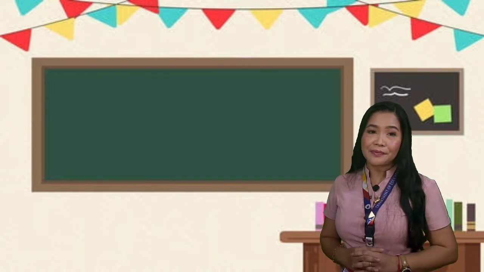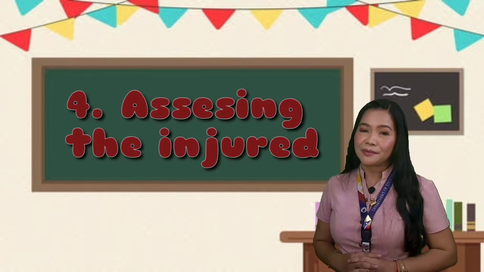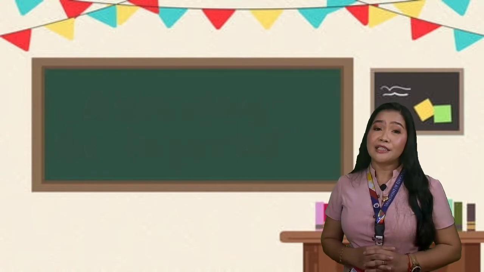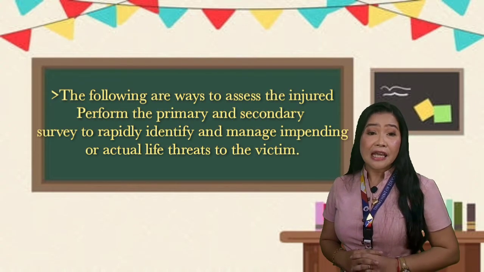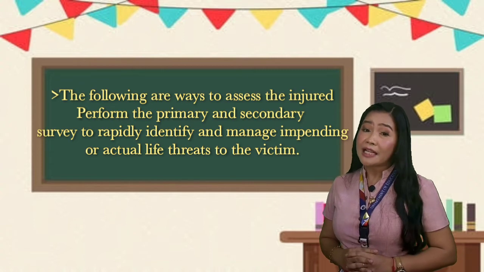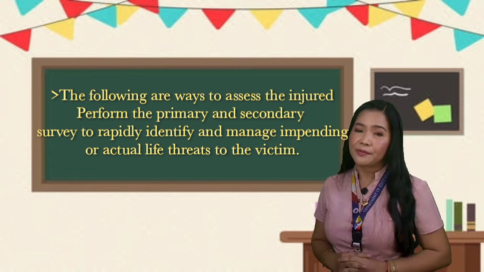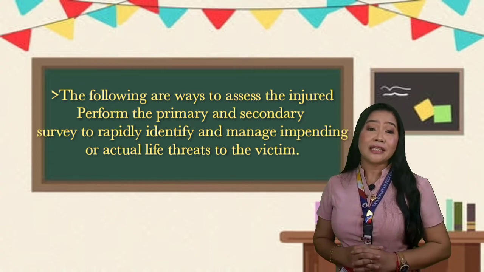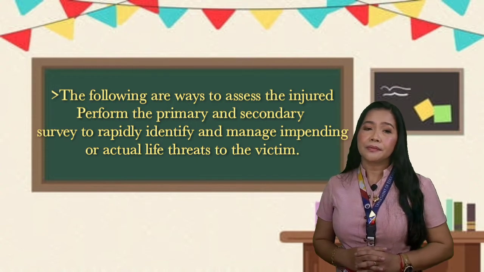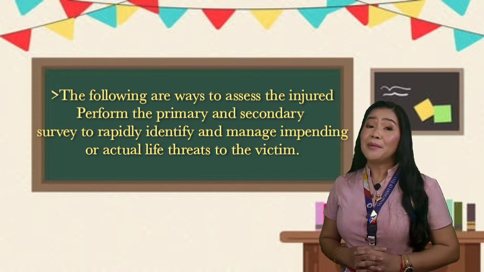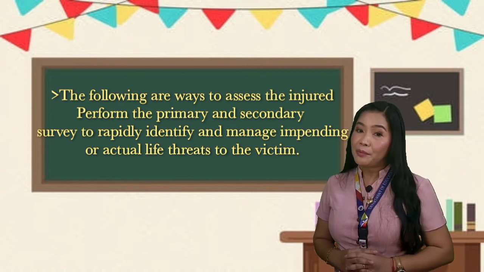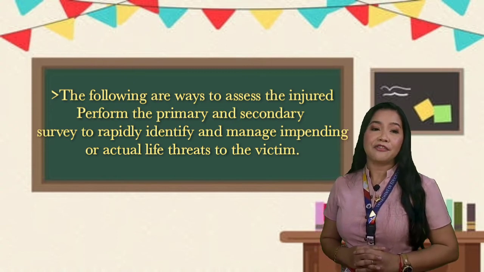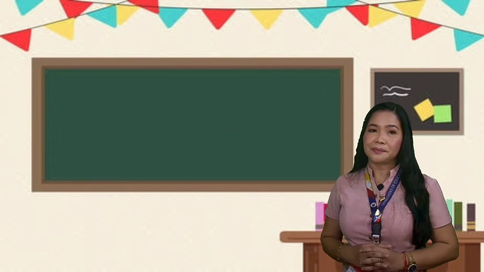Number 4, assessing the injured. After mobilizing the victim to a safer area, assess the victim if she is responsive or unresponsive. The following are ways to assess the injured. Perform the primary and secondary survey to rapidly identify and manage impending or actual life threats to the victim.